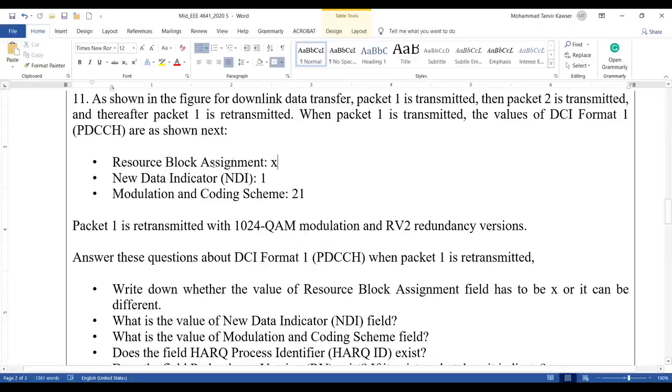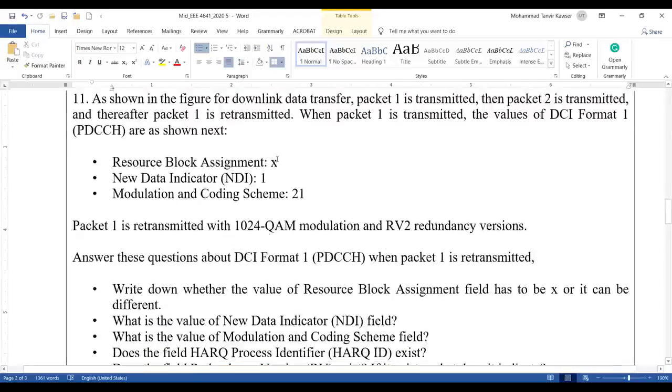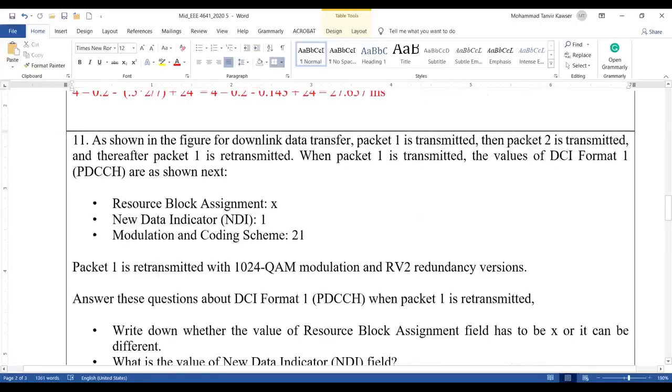Now, see, the downlink allocation uses resource block assignment. Some value it is using to locate the resource blocks. NDI has a value, and the modulation scheme indicates the MCS. Now, before you retransmit, there is a transmission. There is an additional transmission in between, packet 2. Okay.